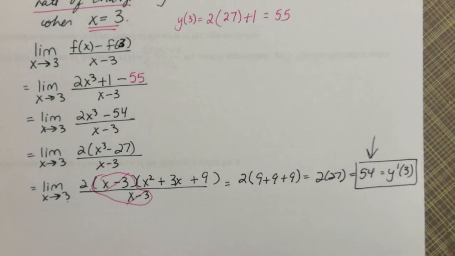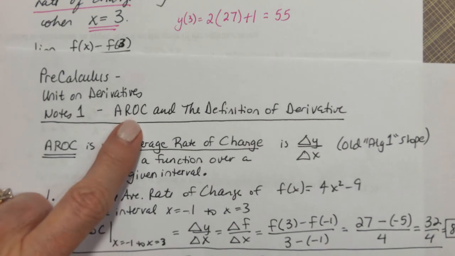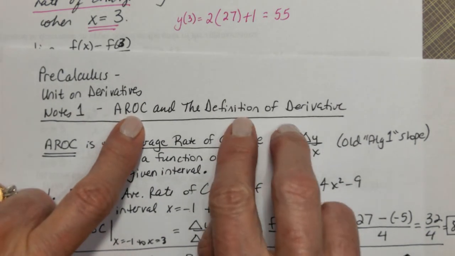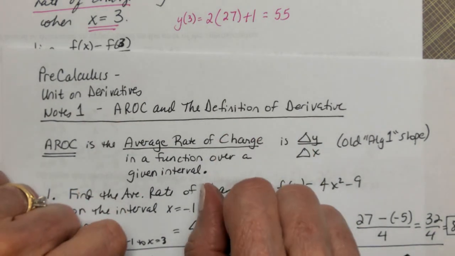54 over 1. Alrighty. That is average rate of change, and the two versions of the definition of derivative.